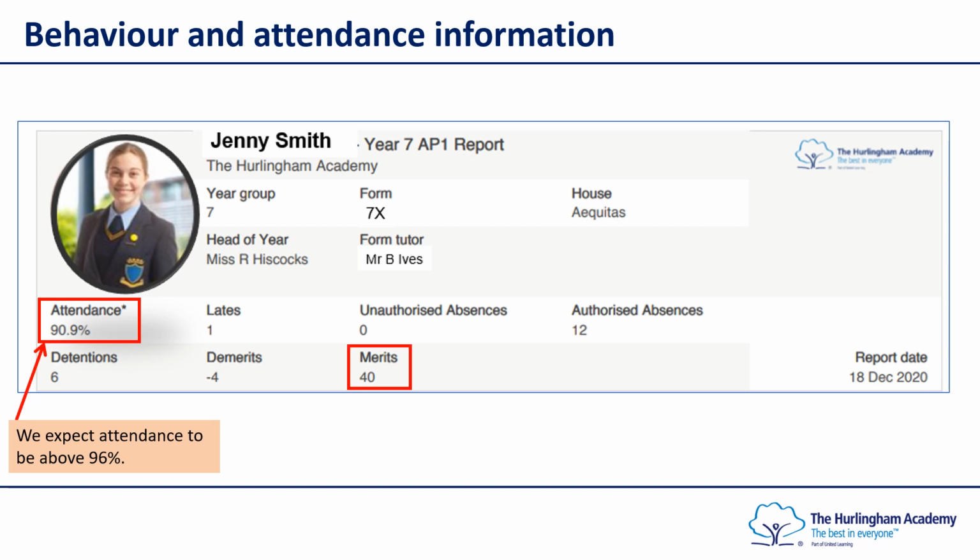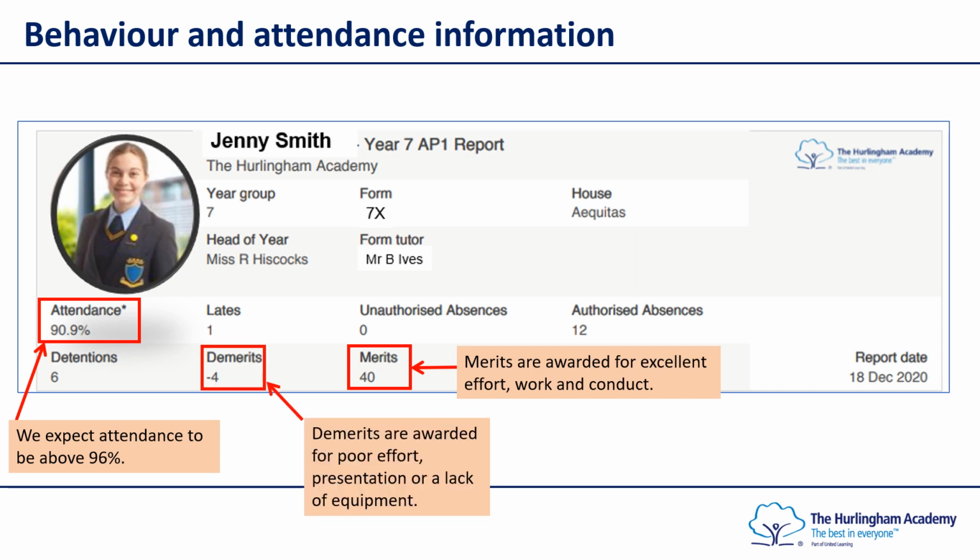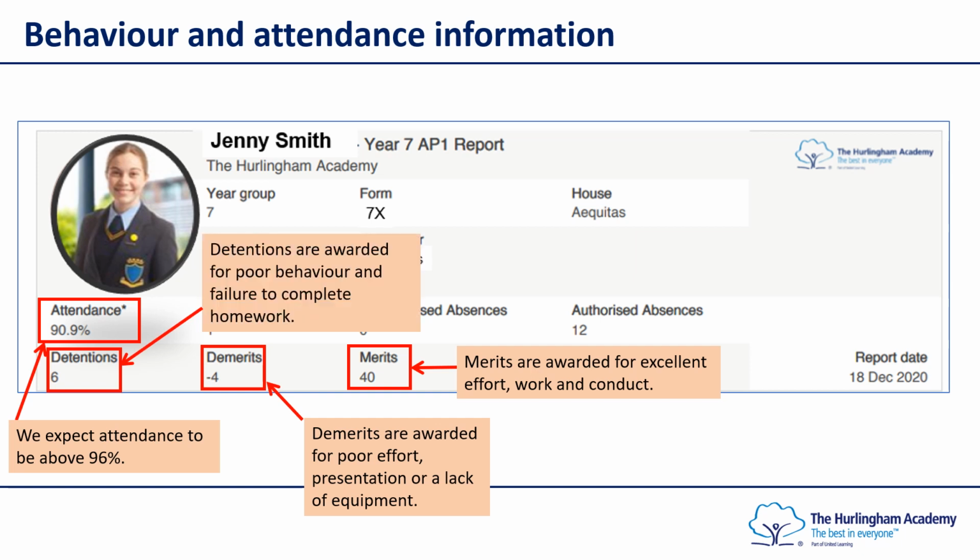You can also see the number of merits that your child was awarded. Merits are awarded for excellent effort, work, and conduct in and out of lessons. Demerits are awarded for poor effort, presentation, or a lack of equipment. Finally, you can see how many detentions your child was given last term. Detentions are given for poor behaviour and a failure to complete homework.